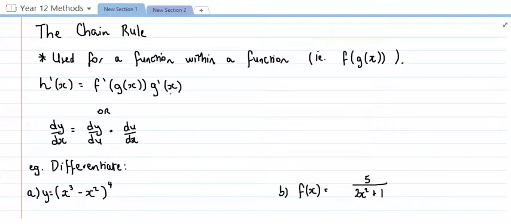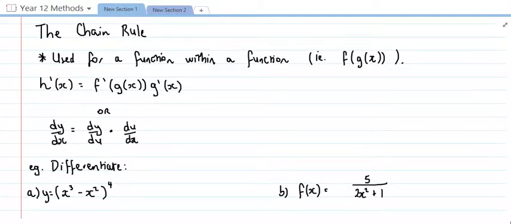There are two different ways to write this rule. This first way I think is just generally nasty. I tend to not really use that. I much prefer the second way of writing it using the Leibniz notation. So this one here, dy dx is equal to dy du times du dx. That little dot just means times. This is a really nice one to remember because essentially it's a little bit like the du's are cancelling each other out, even though they don't. That's kind of what it's suggesting.